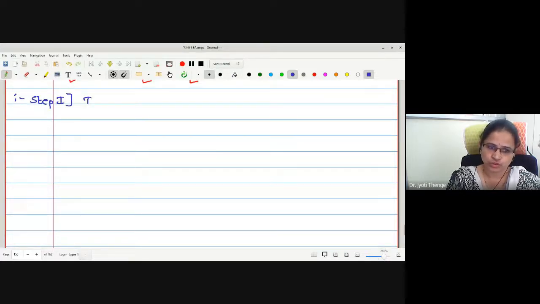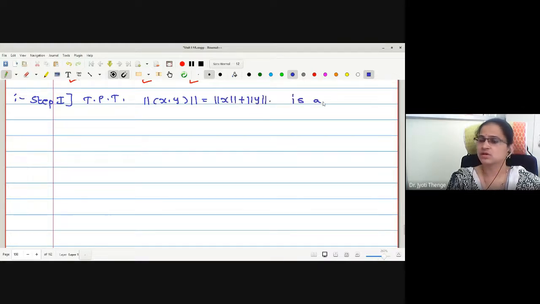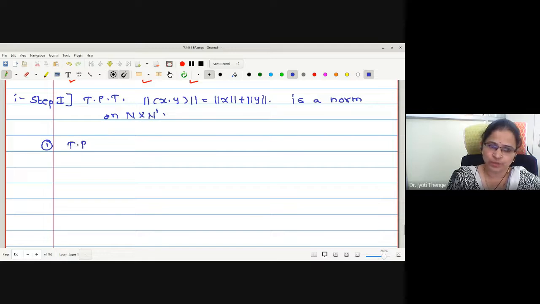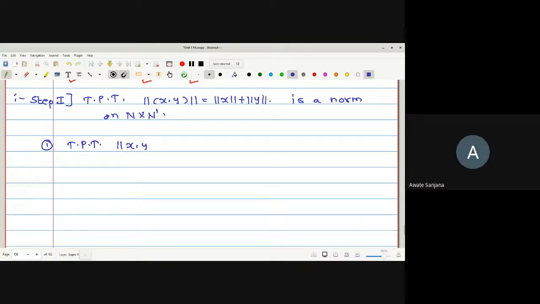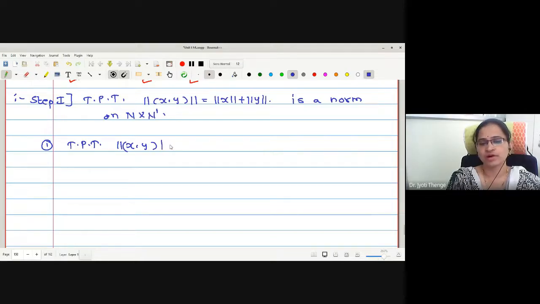What should I show in the first step? To prove that norm of xy equal to norm x plus norm y is a norm on N cross N dash. Again 4 conditions are to be proved. Let us go one by one. What should I prove in the first condition? Non-negativity. That is, the norm of a vector xy is non-negative.